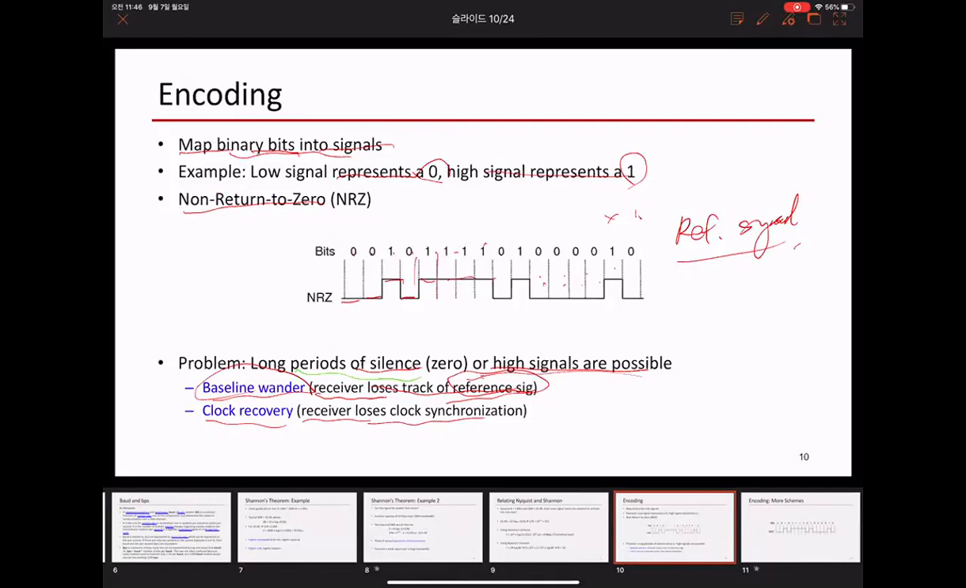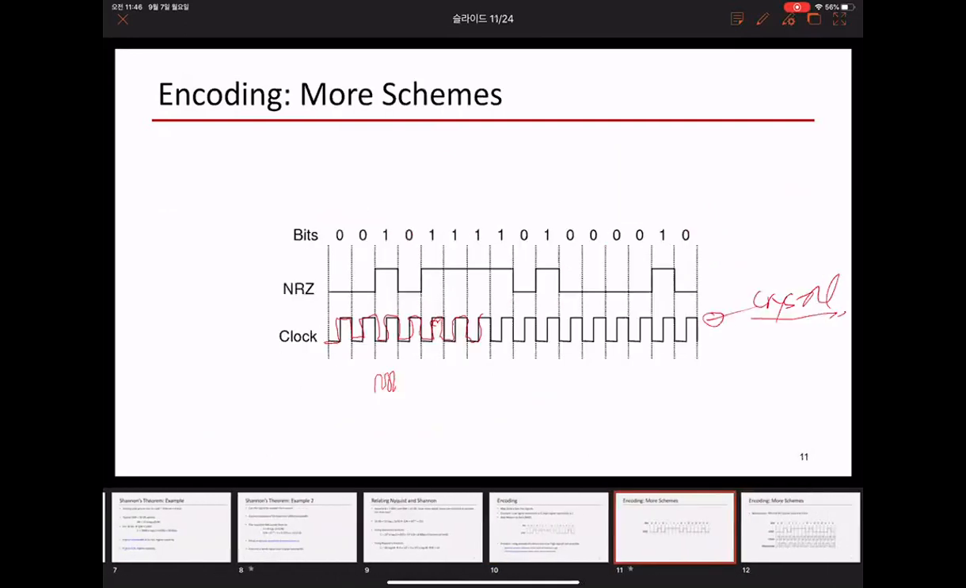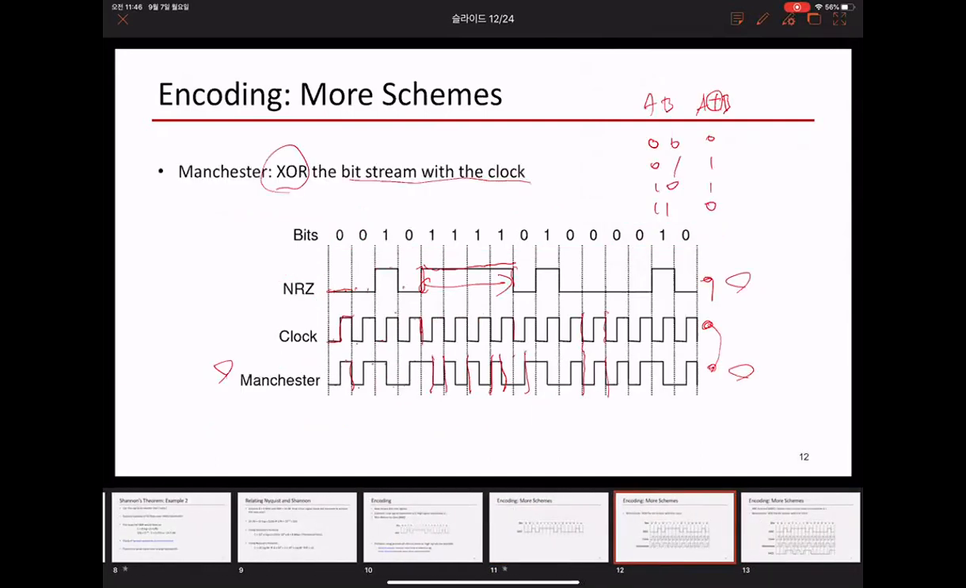Okay, then step by step, we did the information you want to deliver and non-return to 0 in the signal level. If we have a clock, every system has a clock, then we make it into Manchester coding using XOR.